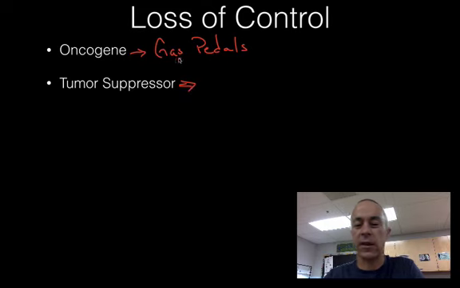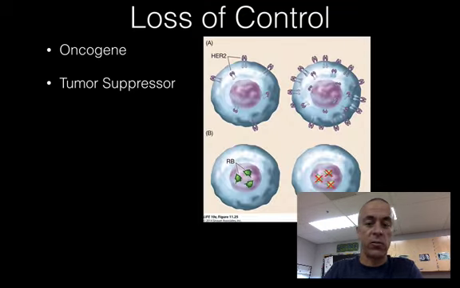So they'll code for things like growth factor receptors, the signals that cells receive in order to move forward in the cell cycle. The other side of that are tumor suppressors, and these are more like the brakes of the car. So these would control the checkpoints. These are the things that are going to make sure that the cell cycle doesn't progress until we're ready to. And here are two really good examples of how mutations in these can lead to cancers.